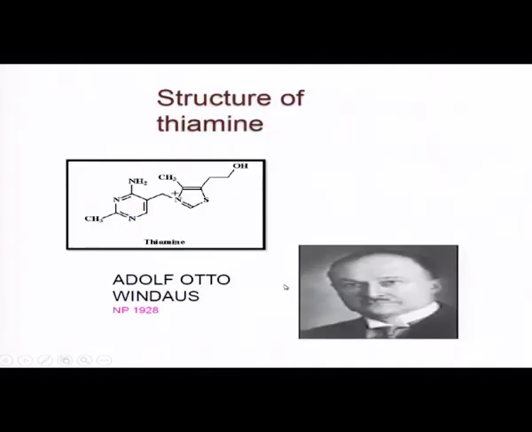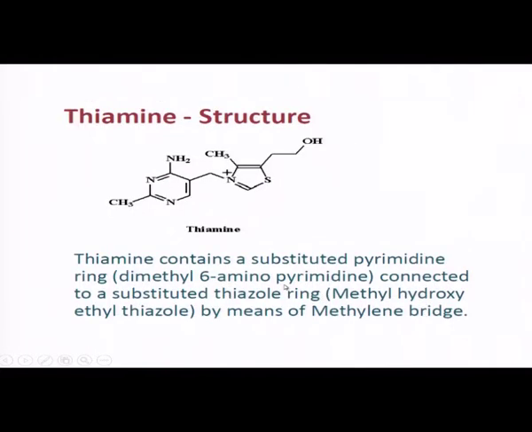Okay, so now we go ahead and look into the structure of thiamine. So, this is the chemistry of thiamine. Thiamine consists of a pyrimidine ring. Here you have a methyl group and here you have a methyl group. Here you have an amino group. That is why we call it dimethyl amino pyrimidine.